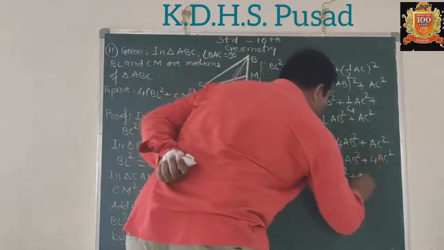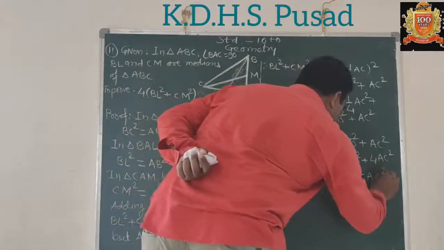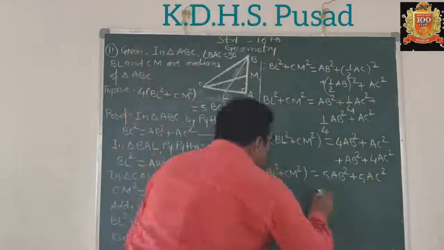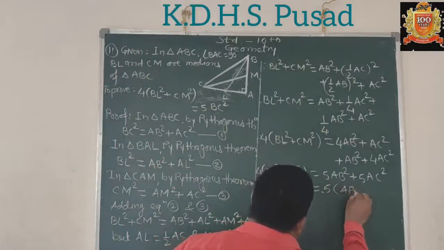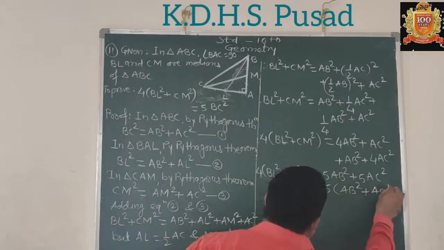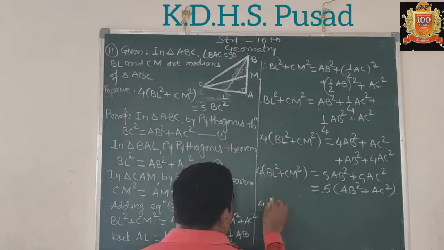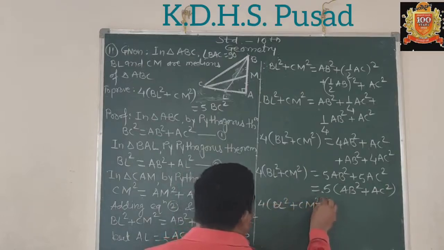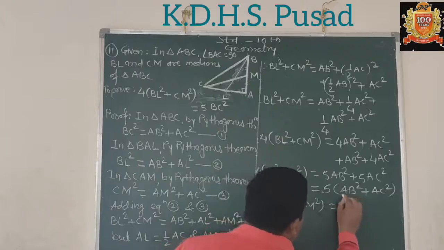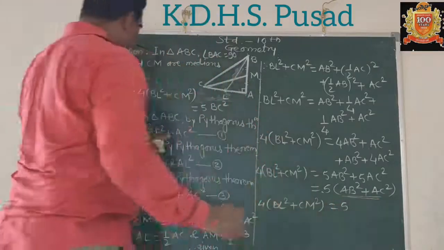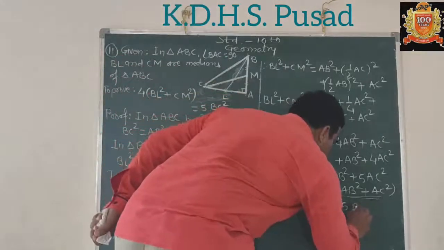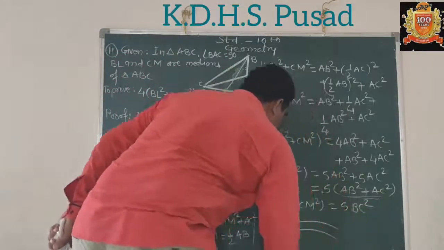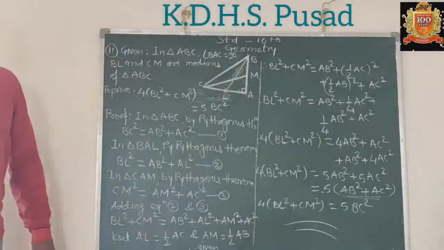In the same way, AC square, 5 AC square. From the right hand side, you can take 5 common: AB square plus AC square. So here 4 times BL square plus CM square is equal to 5 times AB square plus AC square. Now check this portion in equation 1. AB square plus AC square is equal to BC square. That is your required proof.